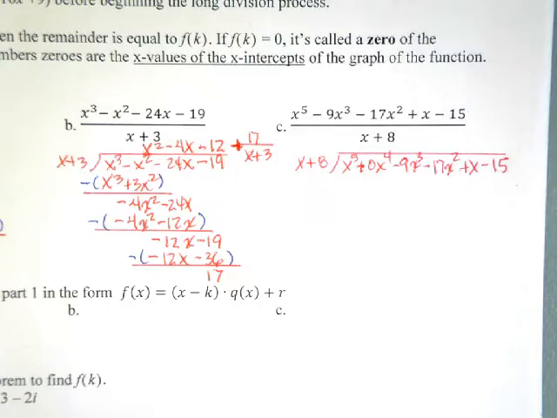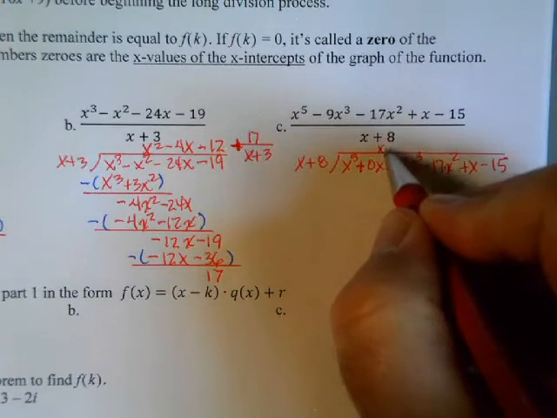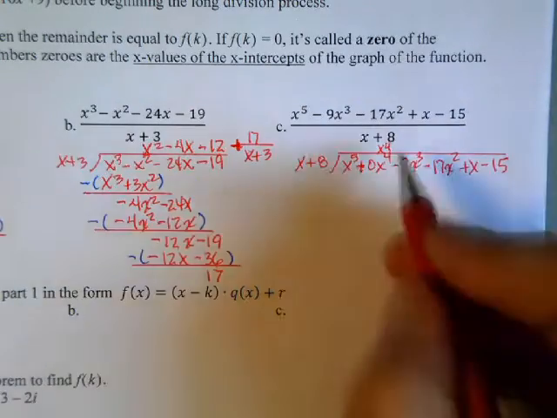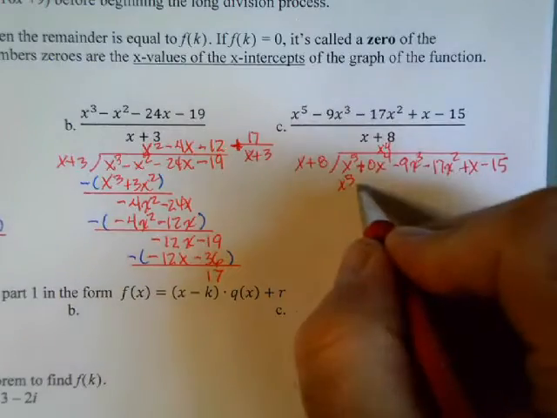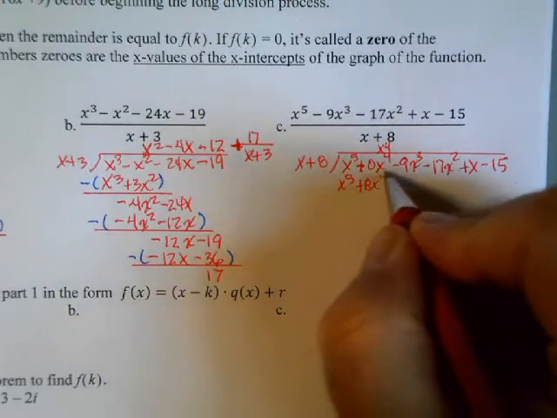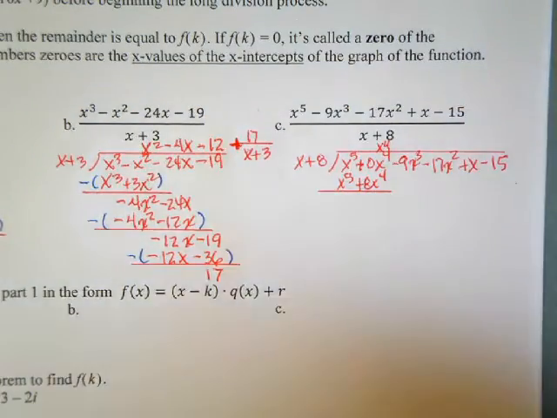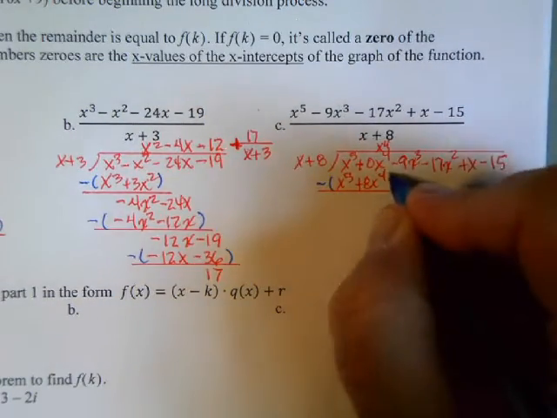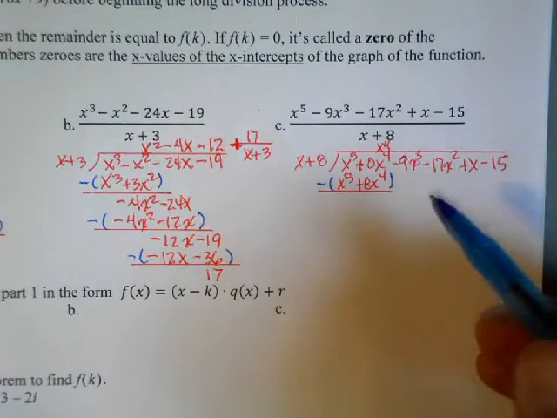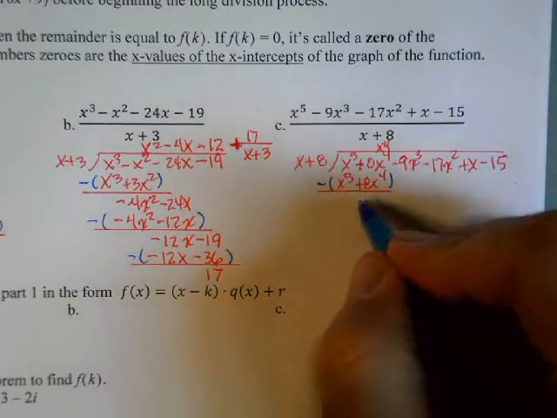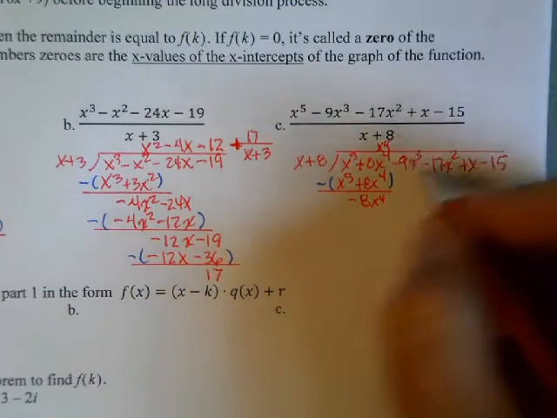Well, first we want to get rid of the x to the 5th, so we need an x to the 4th. X to the 4th times x gives me x to the 5th. X to the 4th times the 8 gives me 8x to the 4th. I'm going to subtract both of those terms, so the x to the 5th, subtract the x to the 5th, that's gone. 0, subtract the 8, leaves me with a negative 8x to the 4th. Bring down the next one, 9x cubed.